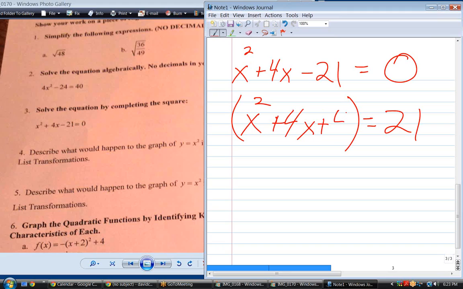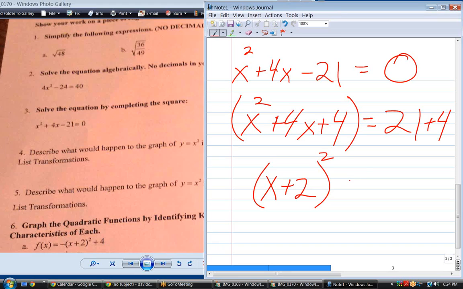Okay, I cannot arbitrarily just add 4 to the left side of the equation unless I add it to the right side of the equation also. So I can do that. Okay. Now, why did I do that? Why did I take half of that and square it? It's because it now allows me to write this as a binomial term squared. That now becomes x plus 2 quantity squared, like that.